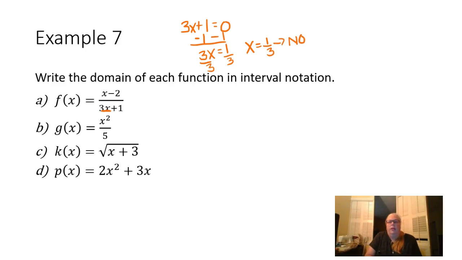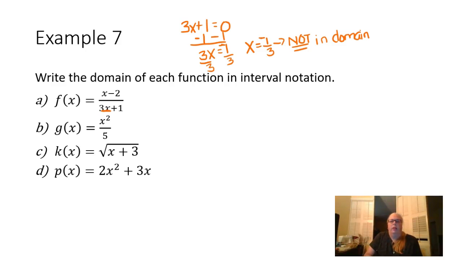This one is not in the domain, and the reason it's not in the domain is because it causes me to be dividing by 0. When I plug in negative 1/3 here, this gives me negative 1. Negative 1 plus 1 is 0. I'm dividing by 0. That's a no-no.